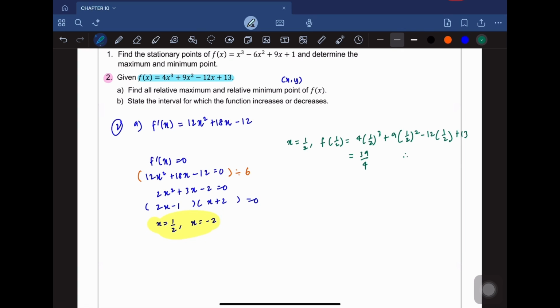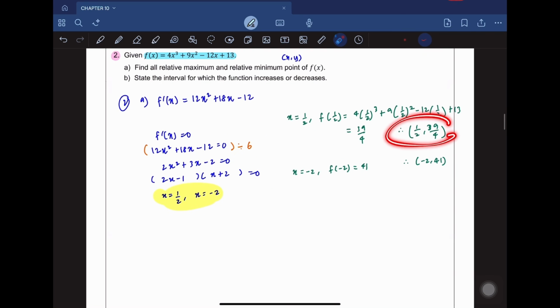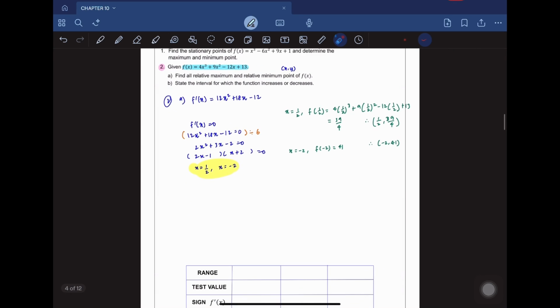So the first point yang pertama adalah (1/2, 39/4). This is the first point. The second point pun sama, kita akan masukkan negative 2. Ini korang masukkan sendiri, so you will get 41. So the second point is (-2, 41). Okay, ada 2 point. So now we are going to check these 2 points whether they are max, minimum ataupun no relative maximum using the first derivative test.